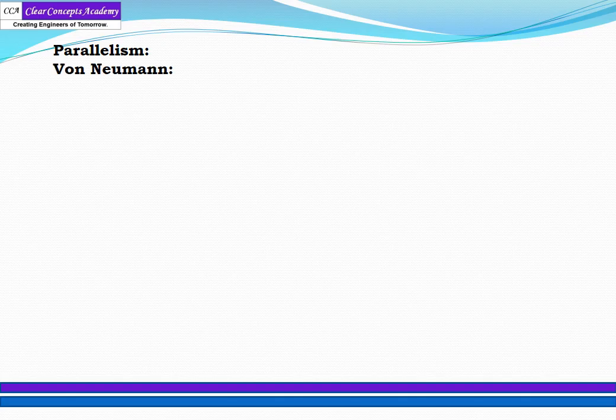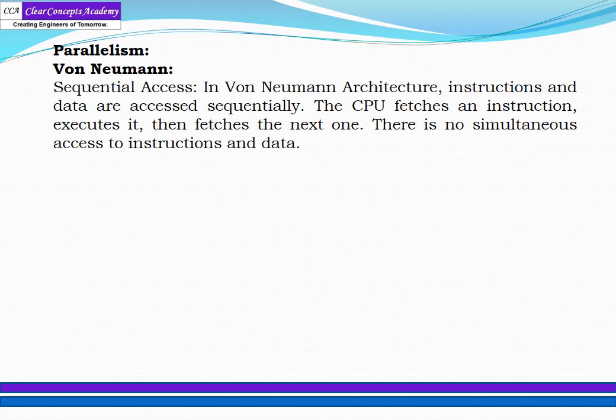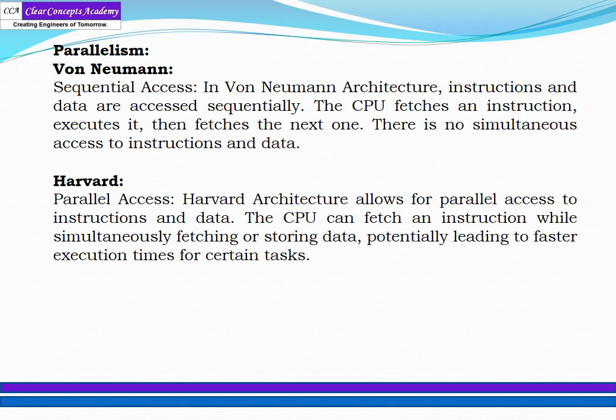Then parallelism. In Von Neumann architecture, sequential access. In Von Neumann architecture, instructions and data are accessed sequentially. The CPU fetches an instruction, executes it, then fetches the next one. There is no simultaneous access to the instruction and data. Whereas in the case of Harvard, parallel access is possible. That means the hardware allows parallel access to the instruction and data. That means the instruction is also coming at the same time. Whatever the operation is to be done on which data, the data will also be brought in parallel.